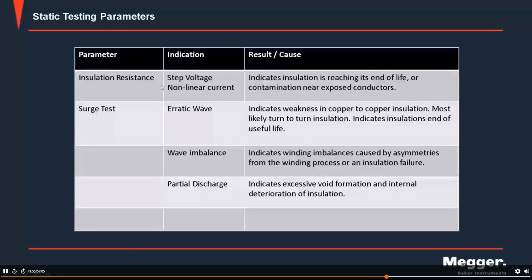So insulation resistance, the next level is, of course, step voltage and looking for that nonlinear response. Again, Leslie will cover this in a lot more detail.